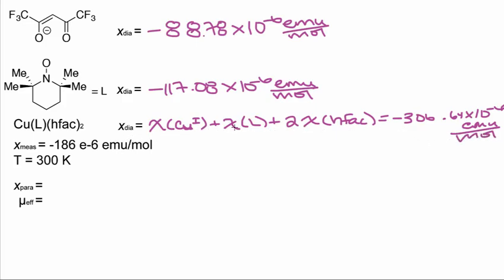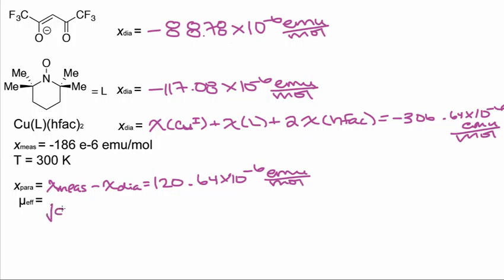So now we have our diamagnetic correction, and we have our measured magnetic susceptibility. What we can do now is subtract from the measured value our new diamagnetic correction. If we subtract that, we get a value of 120.64 times 10 to the negative 6 emu per mole. If we want to determine what the mu effective is for the species, we can then simply plug that into our other equation.